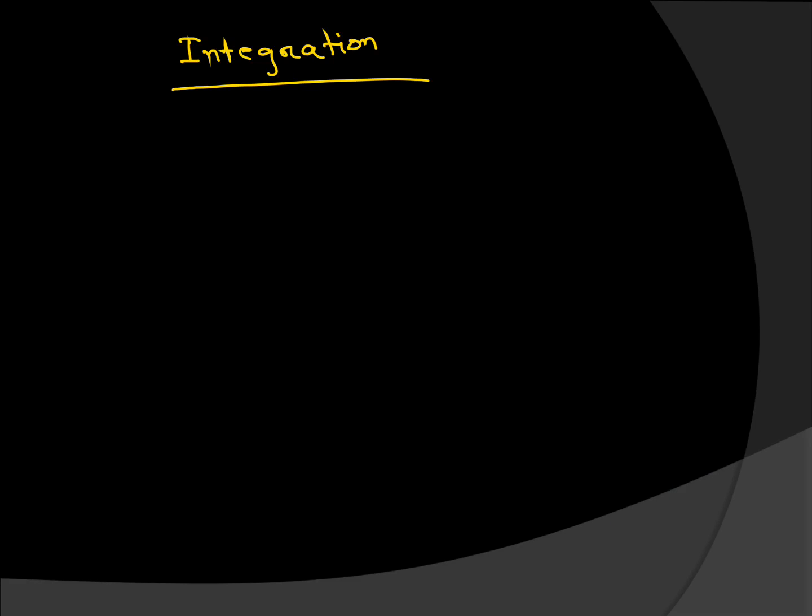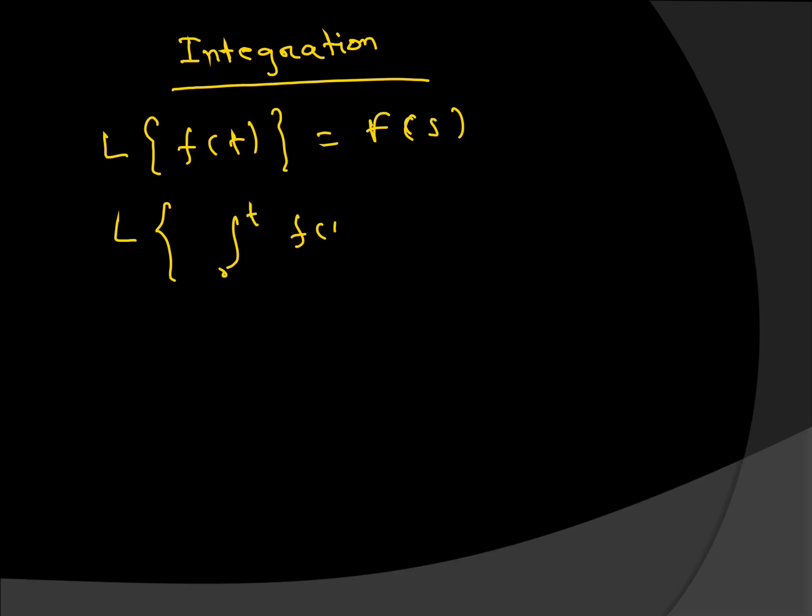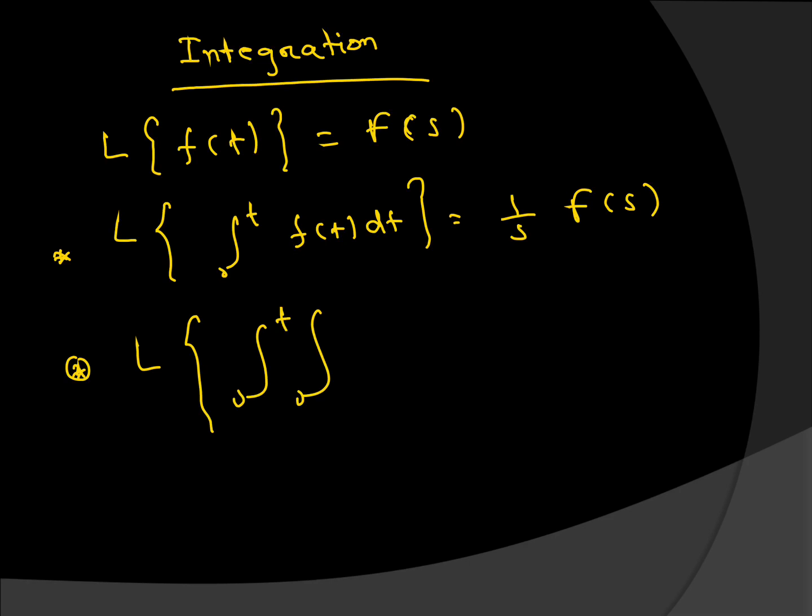So here Laplace transform of f of t, as usual it's f of s. Then Laplace transform of integration of 0 to t f of t dt, it's equal to 1 by s f of s. If it is 2 times integration 0 to t f of t dt, we will get 1 by s square.